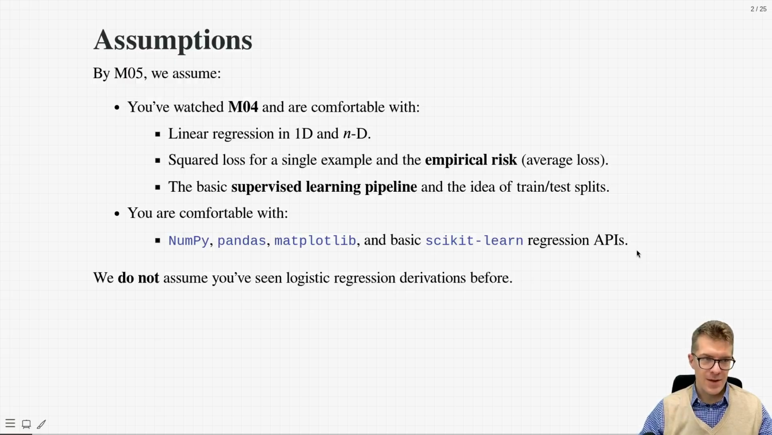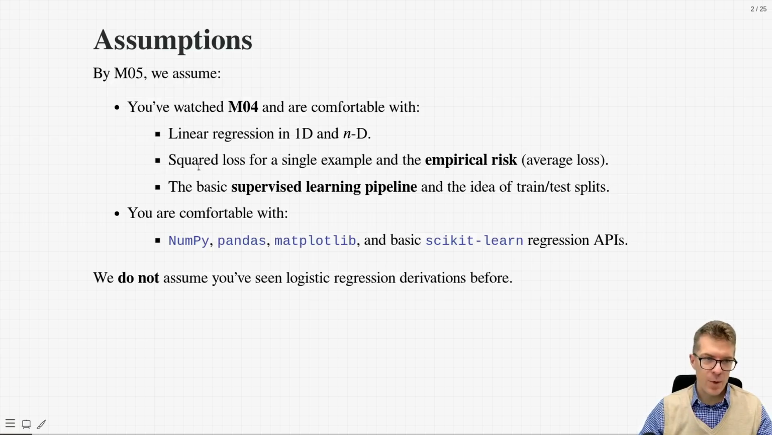So I assume that by this module you've already watched and participated in Module 4 and are comfortable to some extent with linear regression in one dimension, that is to say with a scalar input x, and you've at least seen n-dimensional linear regression. So when you don't just have one variable, but a vector of input variables. We did an example in Module 4.